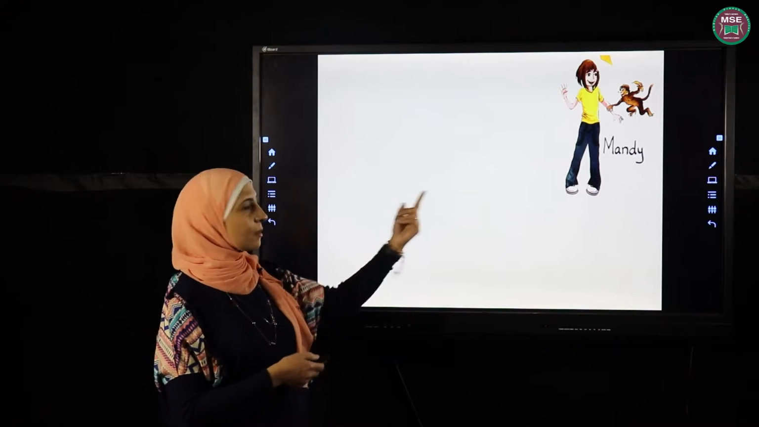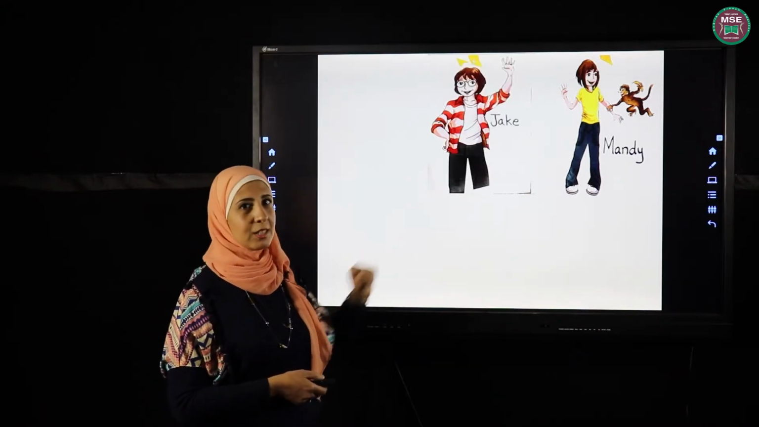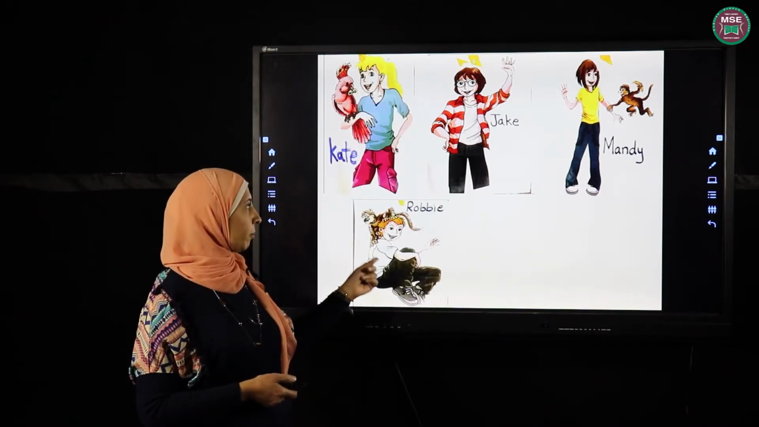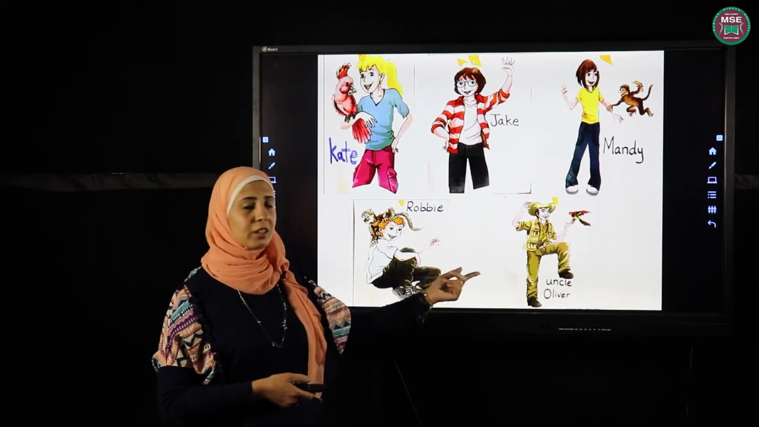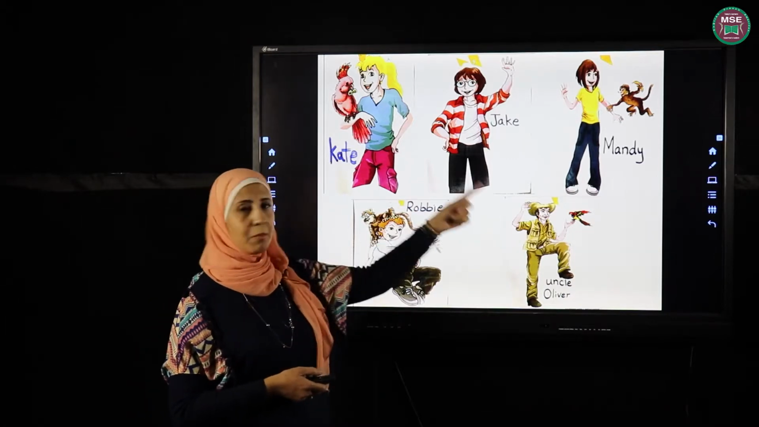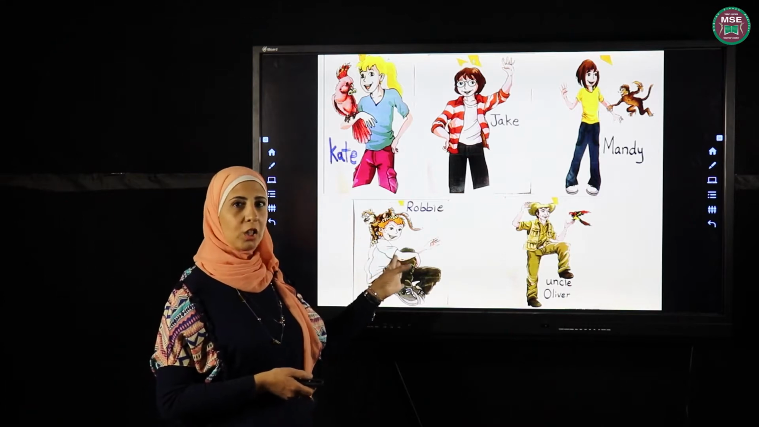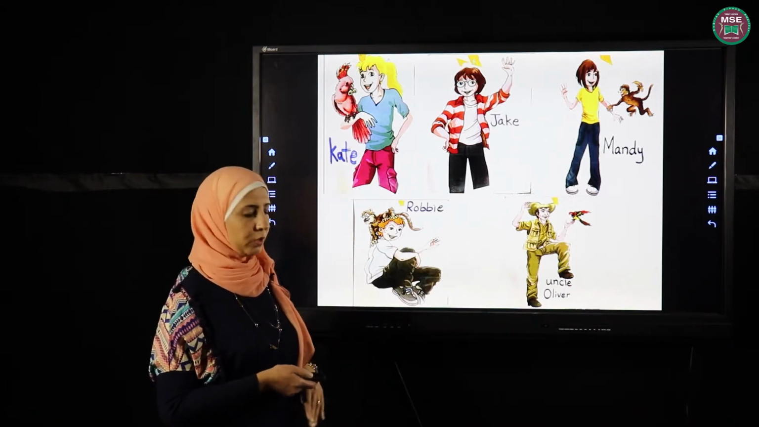The first one is Mandy. We have Jake. Jake and Mandy are sister and brother. We also have Kate and Robbie. Kate and Robbie are cousins. Finally, we have Uncle Oliver. Uncle Oliver is a scientist, and he is Jake and Mandy's uncle. All of them are on a holiday, and they live on an island which is called Cortuga.